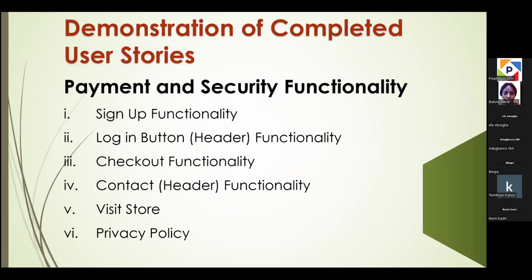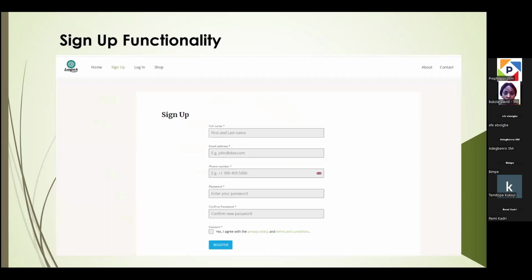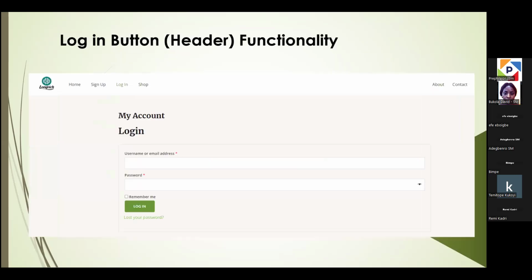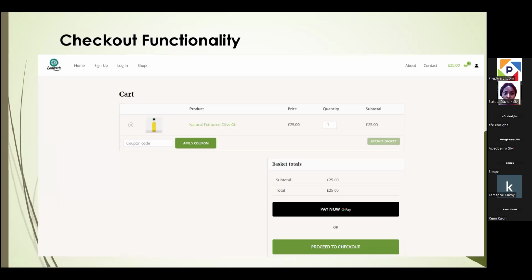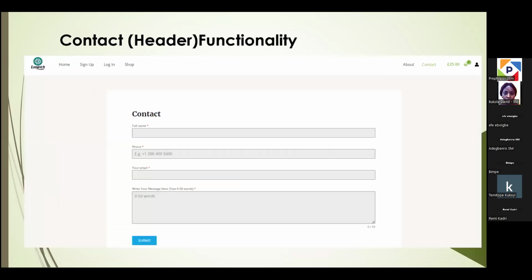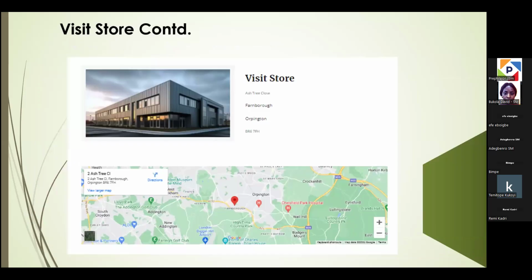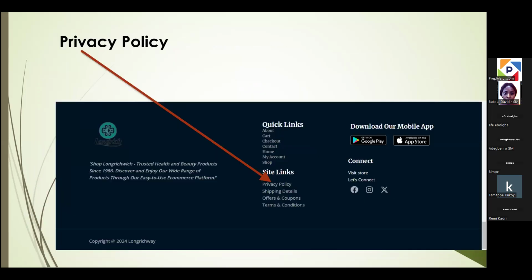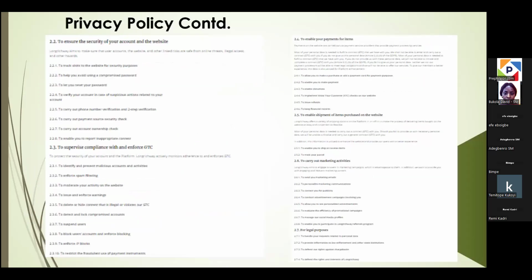So this is the demonstration of what we did this sprint. Sign up functionality, login, board theme, checkout functionality, checkout contact header, visit store, continue privacy.